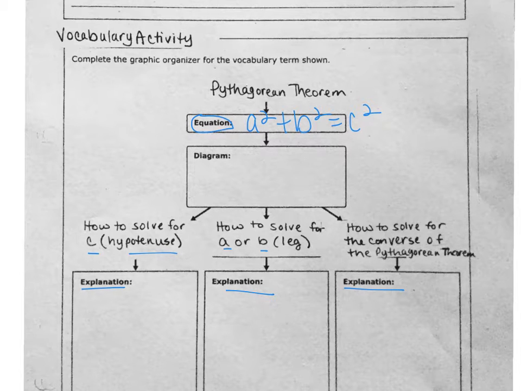So let me take a moment here and explain a little bit more about what that means. The definition is basically, the converse states whenever the sum of the squares of the two sides is equal to the square of the third side, the triangle is a right triangle. So let me draw an illustration here for you.